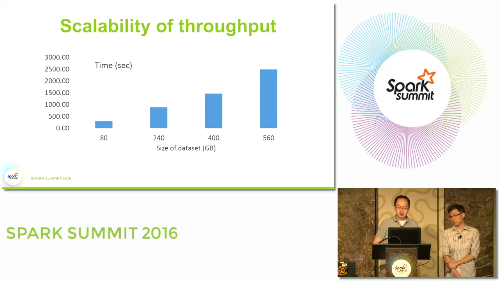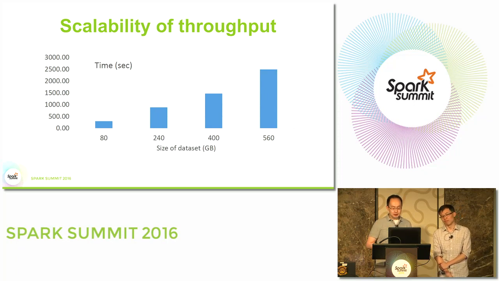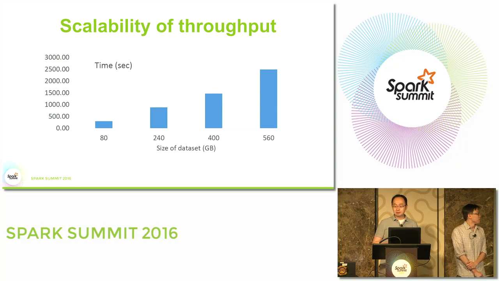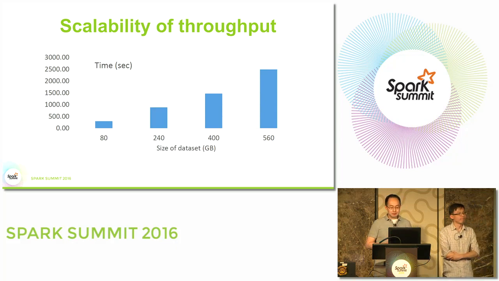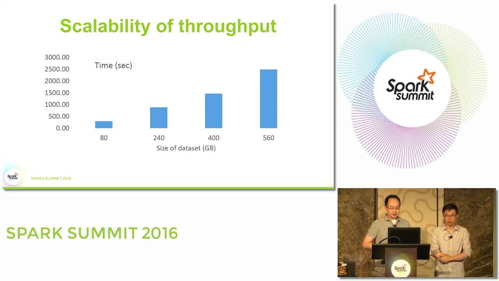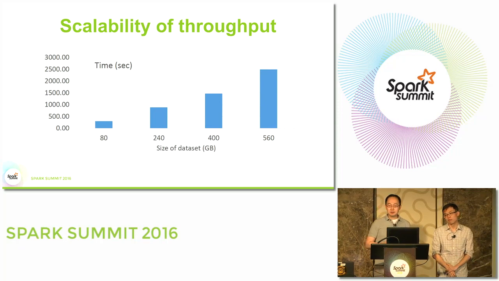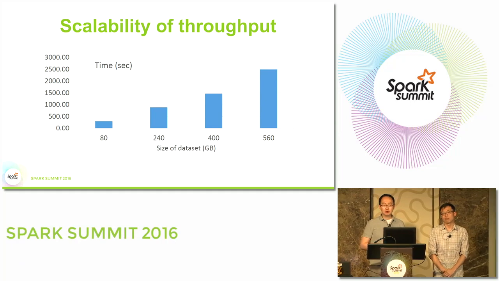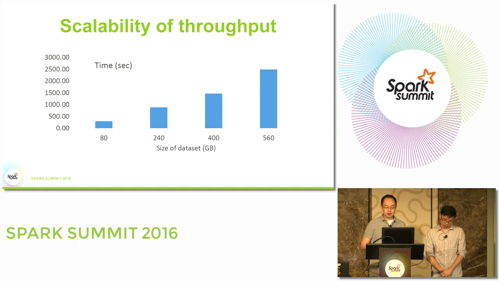So here we show the scalability of throughput. The loading time increases proportionally to the size of the data. When we have an 80 gig data set, the loading time is around 300 seconds. When we have 560 gig of data, the loading time is around 2,500 seconds. This experiment is done on a 1 gigabit network, a 4 node Vertica cluster, and a 6 node Spark cluster.